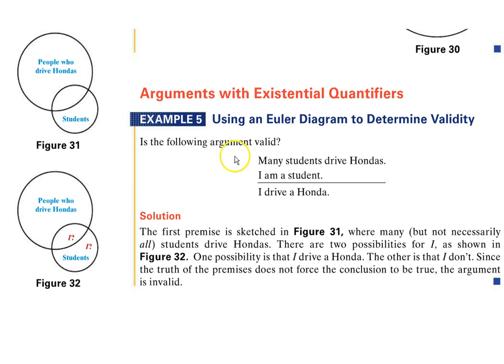All right, let's take a look at this one. Is the following argument valid? Many students drive Hondas. I am a student. I drive a Honda. Well, this is very similar to what we did in the PowerPoint slides dealing with coffee. And again, people who drive Hondas, students, some of them are in this circle, but some are not. Where do you put the I for the person that drives the Honda? So therefore, there's a choice of places. The argument is invalid.